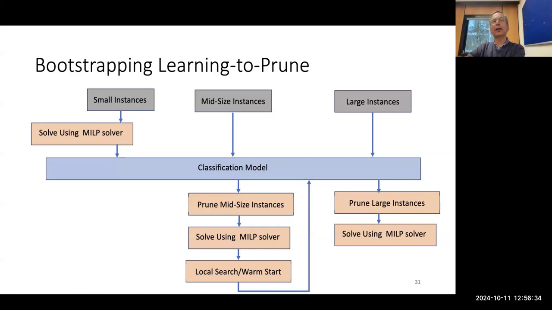Then we can solve those pruned instances using a mixed integer linear programming solver and use this local search or a warm start to improve those solutions. And then we can improve the classification model based on those improved solutions that we have found. And the updated classification model is then used to solve the large instances. So we then use the updated classification model to prune the large instances and then solve those using the mixed integer linear programming solver. So this then gives us good solutions for our large instances.